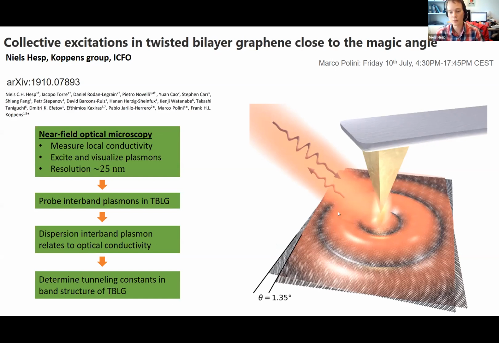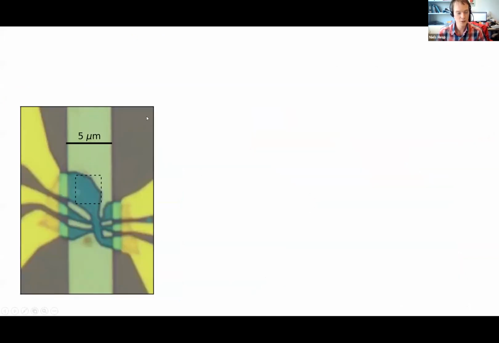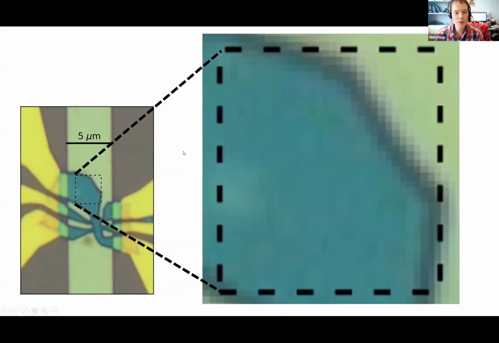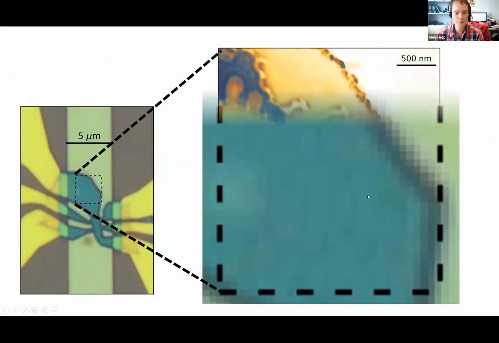Most of the results I will show are from a device slightly above the magic angle, but in principle it's all valid for angles around the magic angle. So this is what a typical device looks like. An optical image is rather small. It's a hall bar which is used for transport measurements in the group of Pablo. If we zoom in here, typically you don't see much in an optical microscope. But now with our near-field microscope, we can scan over this and see beyond that what the optical conductivity looks like. And this is what we observe.